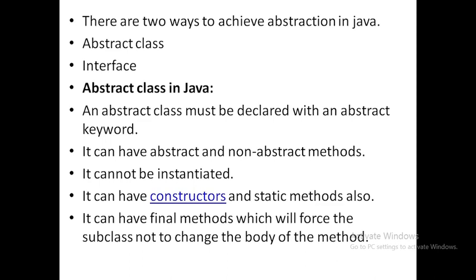It cannot be instantiated. It can have constructors and static methods also. It can have a final method also, which will force the subclass not to change the body of the method. So this is about abstract class in Java.